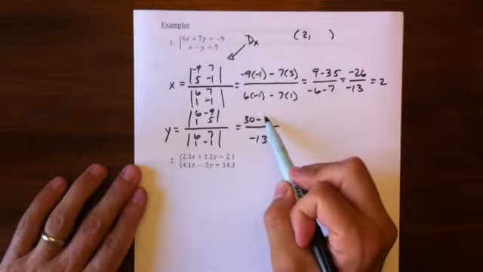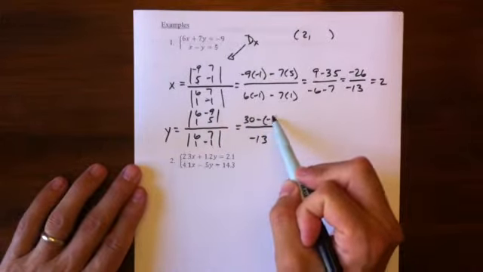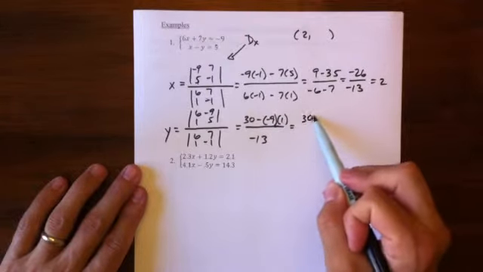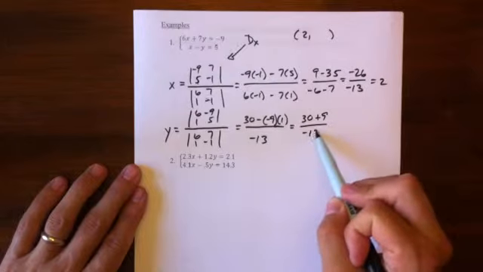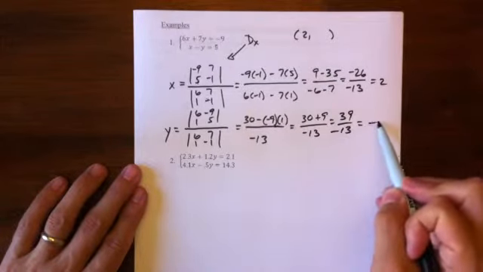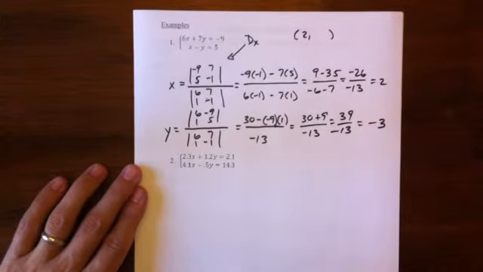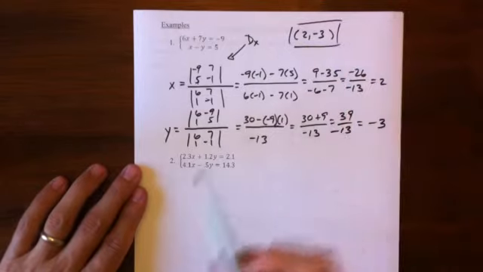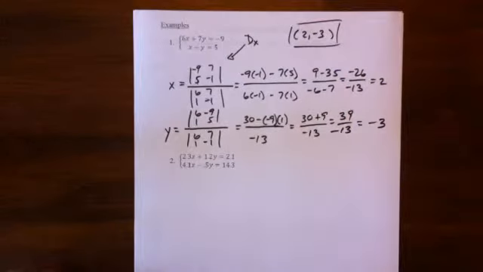30 minus negative 9 times 1. So it's 30 plus 9 over negative 13. 39 over negative 13 equals negative 3. So there you have it. There is the solution to my system using Cramer's rule.